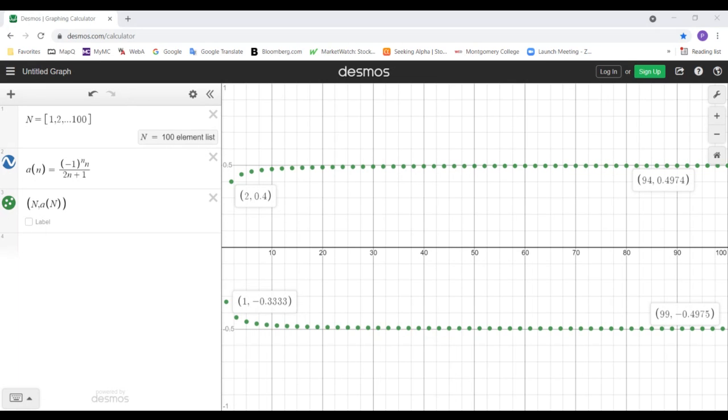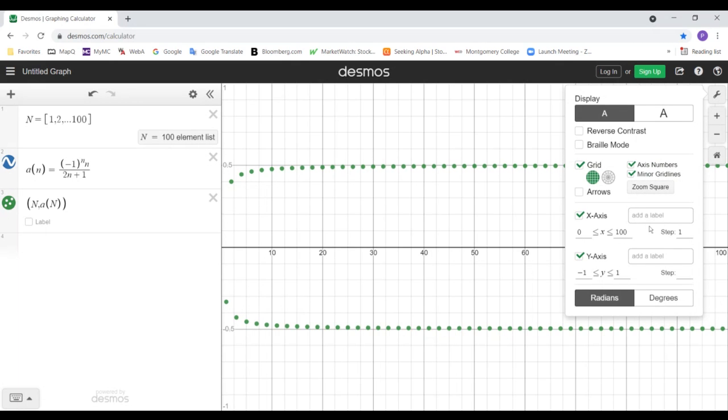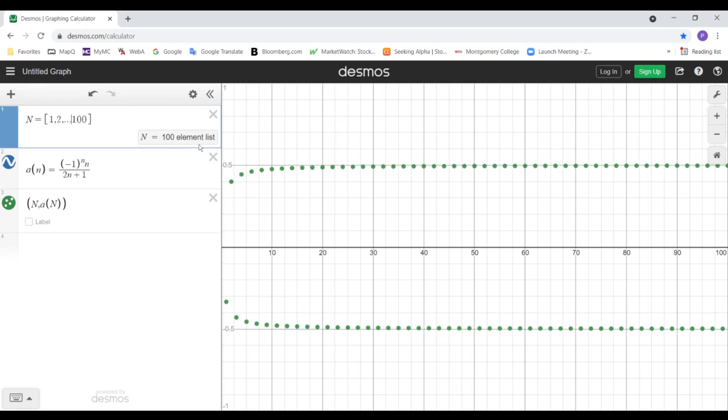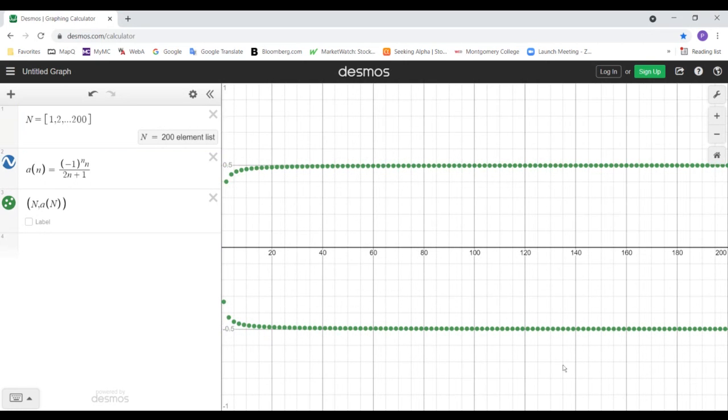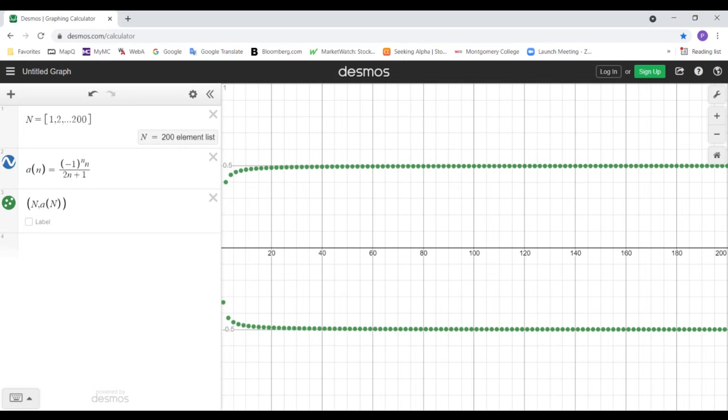Maybe you're not convinced that the sequence is oscillating back and forth between -0.5 and 0.5. If you want a little more convincing, you can go here and maybe make it 200. And then go to the wrench here. Hold on, let me make sure. Yeah, and then go to the wrench and have your x-axis go to 200. So plot 200 terms of the sequence. Okay.